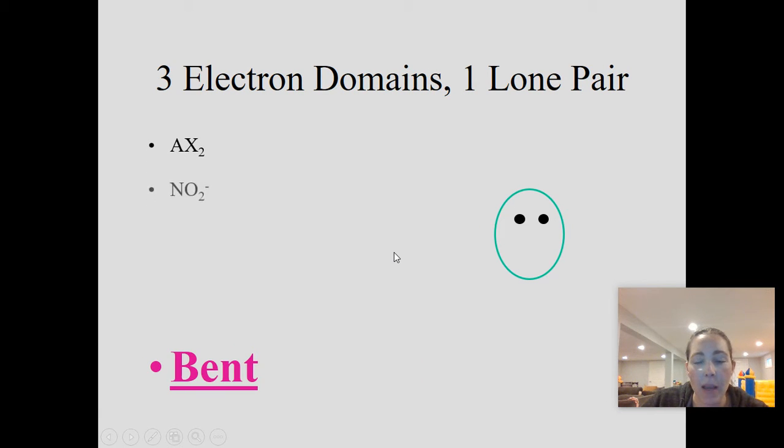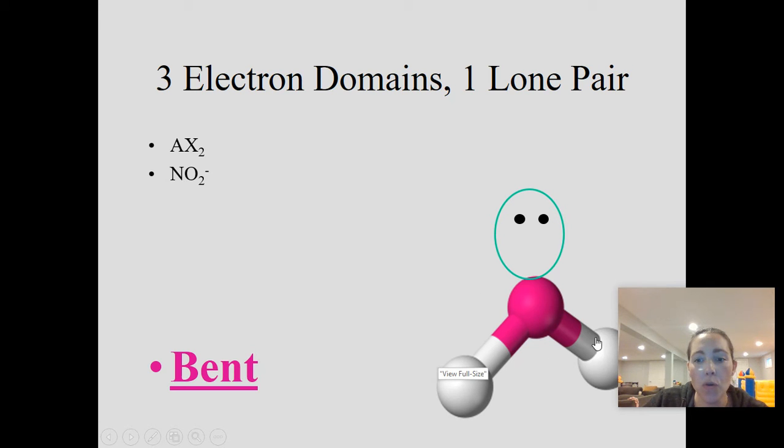Next, we have a bent. So this has 2 bonding domains and 1 non-bonding domain, okay? You have 2 types of bent. It either has 2 lone pairs coming off of it or just 1 lone pair. It's still called bent.